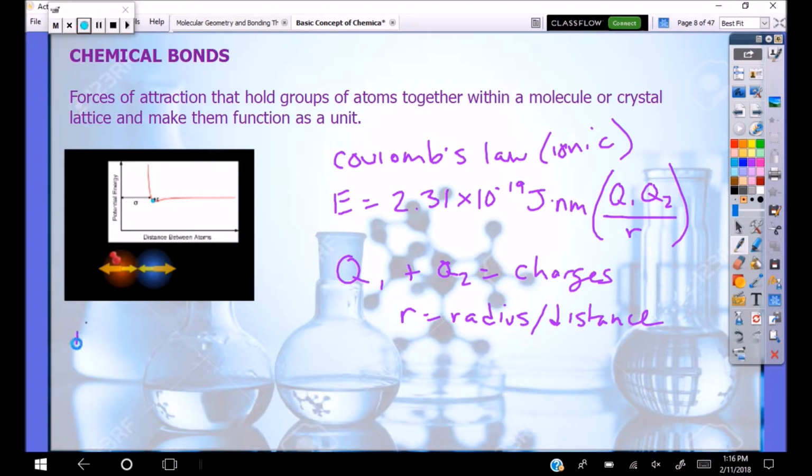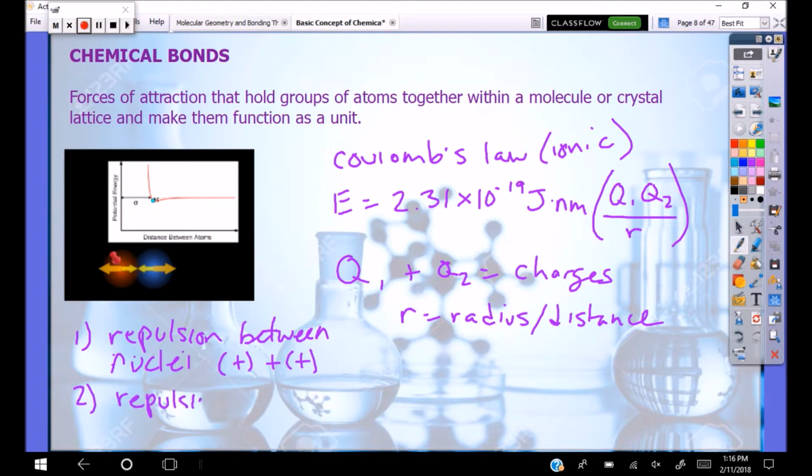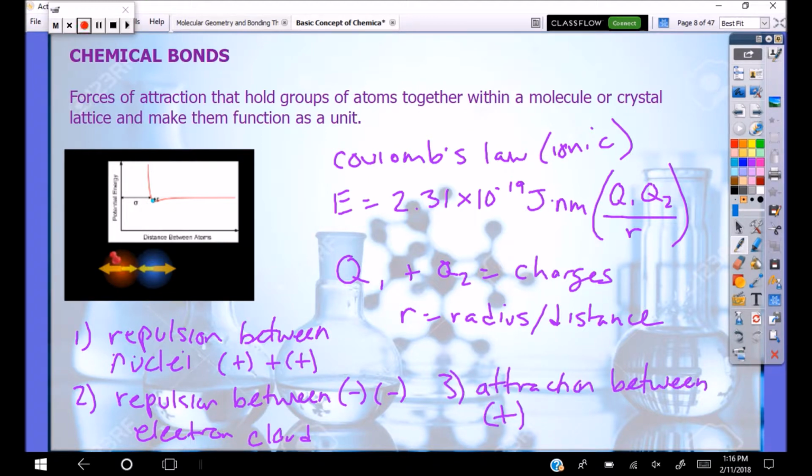The first force, you've got repulsion between nuclei, right? Because you've got positive charges there. So positive and positive. We also have the repulsion between the electron clouds, negative and negative of the electron cloud. And then the third thing that comes into play is our attraction between our positive nucleus and our electrons.